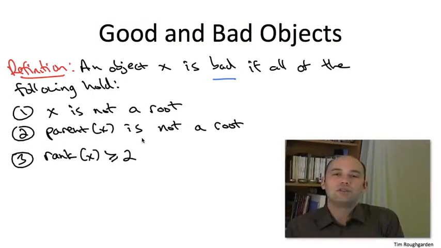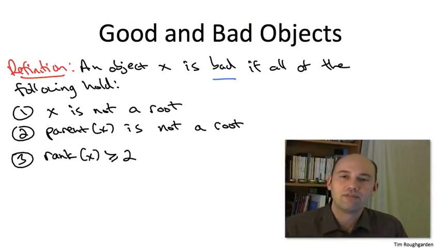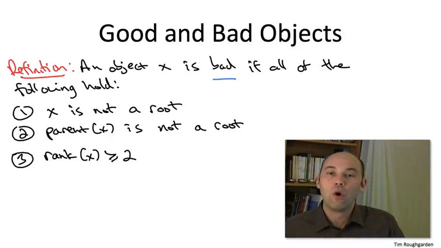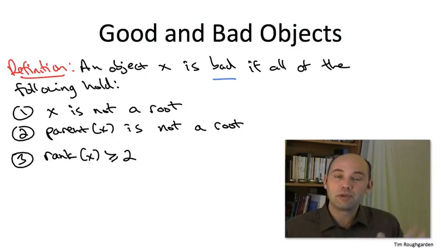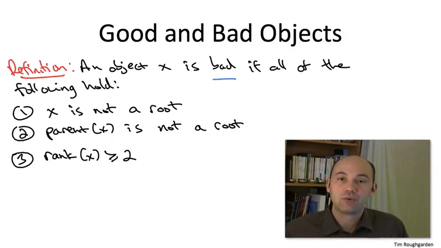The third criterion is not conceptually important. It's just for technical convenience, sort of an artifact of the way I've defined the inverse Ackermann function. We're going to give nodes that have rank 0 or 1 also a free pass. So in order to be bad, we're only going to worry about the case where the rank is at least 2.